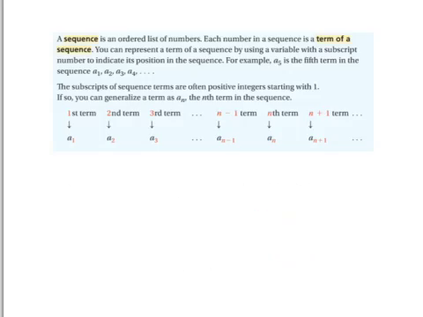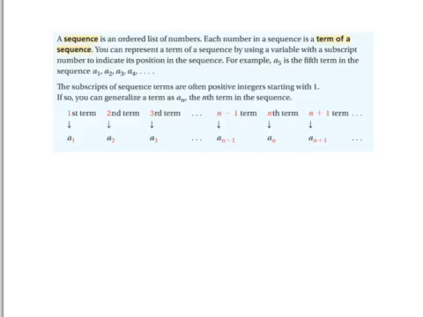So first, let's just talk about what a sequence is. A sequence is an ordered list of numbers. Each number in a sequence is a term of a sequence. Now, we've used subscripts before, and we're going to use them again to represent a term of a sequence. You can represent a term of a sequence by using a variable with a subscript number to indicate its position in the sequence. For example, a sub 5 is the fifth term in the sequence, a sub 1, a sub 2, a sub 3, a sub 4.